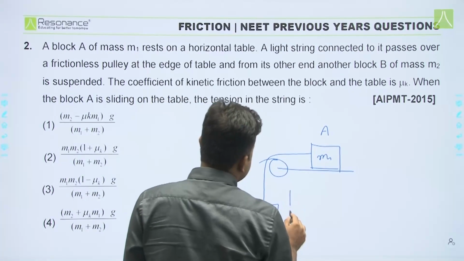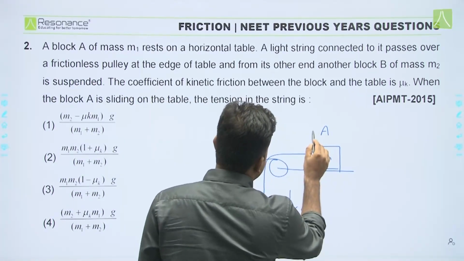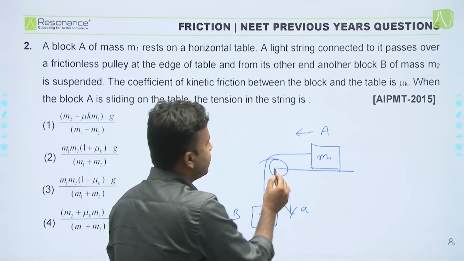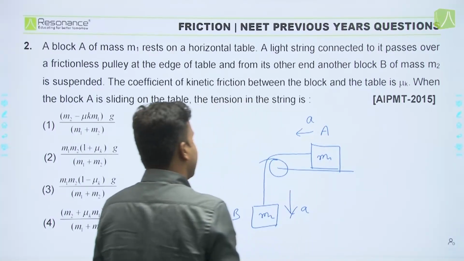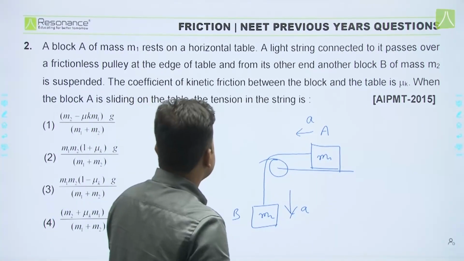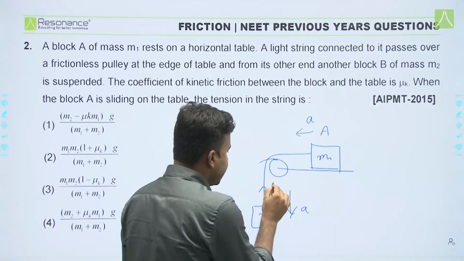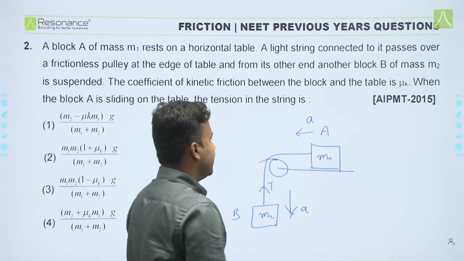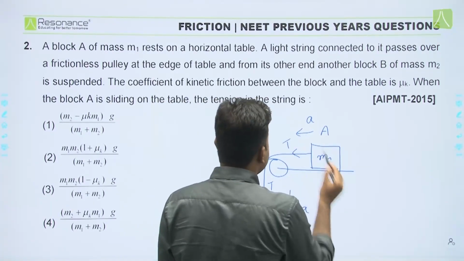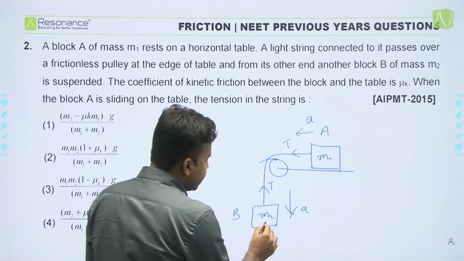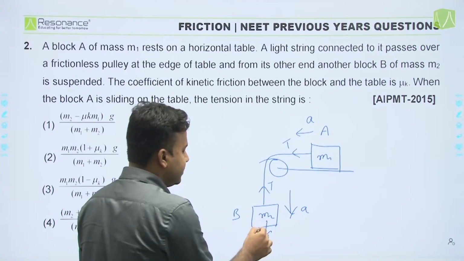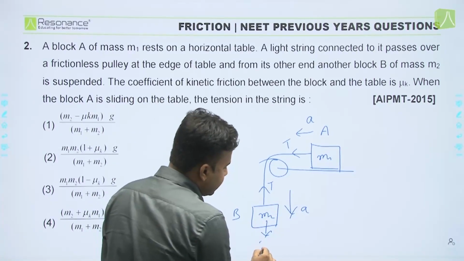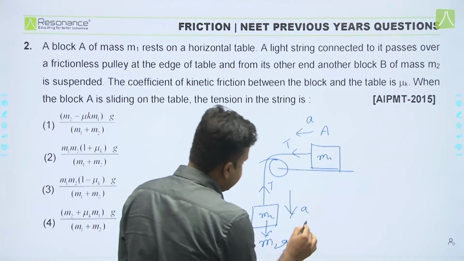I am assuming it is moving in the downward direction with acceleration A. So, the block on the table will move horizontally leftward with acceleration A. You have to find the tension in the string. I am assuming the tension in the string is T, so here also the tension will be T. Now, in the downward direction this block is experiencing a force because of the mass here, which is m2 into G.